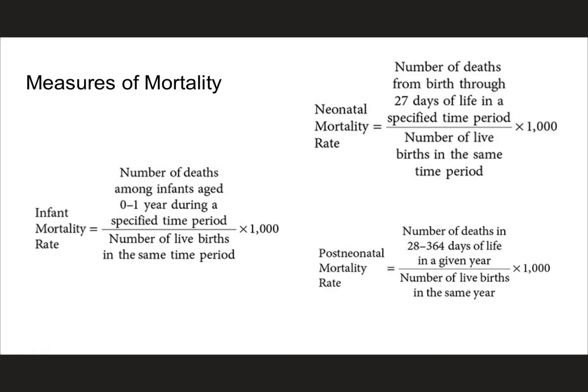And then you have more measures of mortality. Infant mortality rate, number of deaths among infants, 0 to 1 year during a specific time period. That's the key thing there, 0 to 1 year. Neonatal, new birth, so number of deaths from birth through 27 days of life. Post-neonatal, number of deaths from 28 to 364 days of life. So you can see it's neonatal first, then post-neonatal, and then infant mortality.